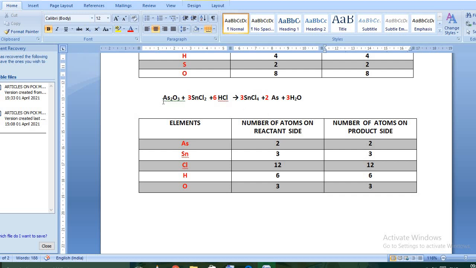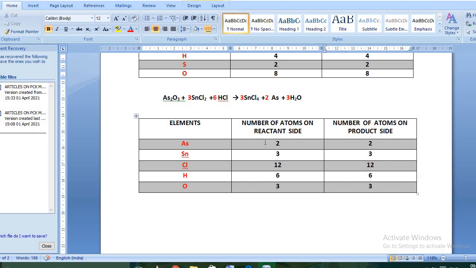Okay, here arsenic is 2. Here also, by adding 2, arsenic has become equal on both sides. Then 3 oxygen, and here also the coefficient is 3. So 3, and no number is written just below the oxygen, which means there is 1. So 1 into 3, 3 oxygen.